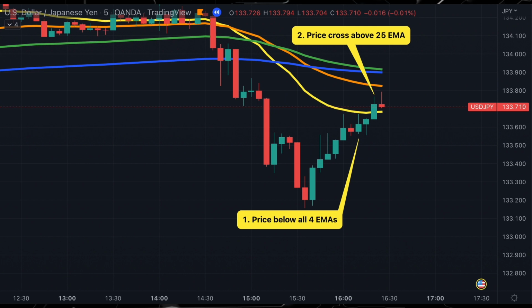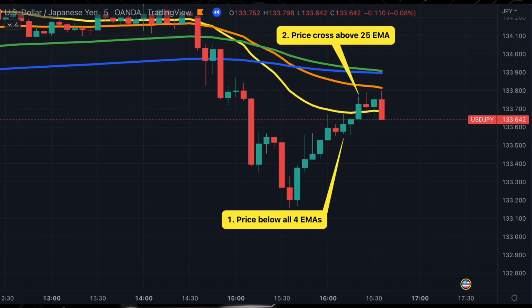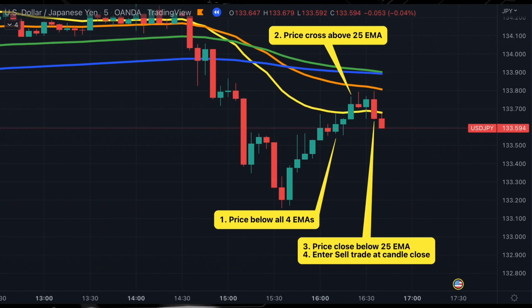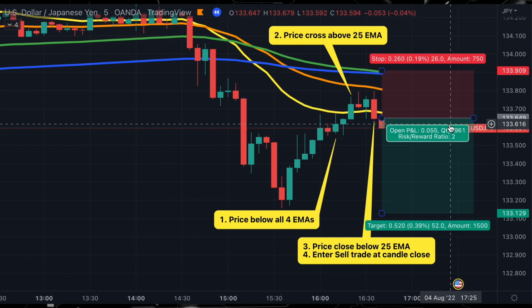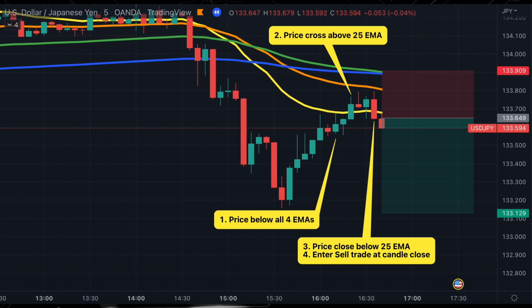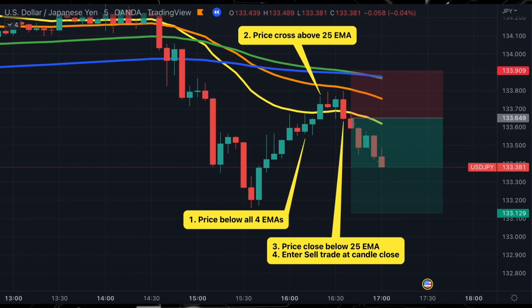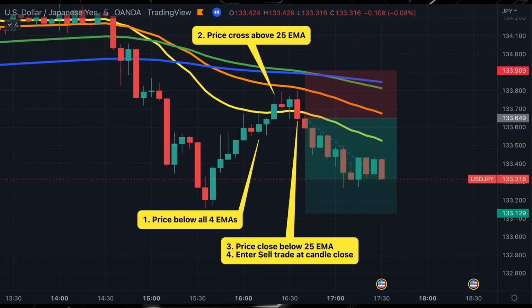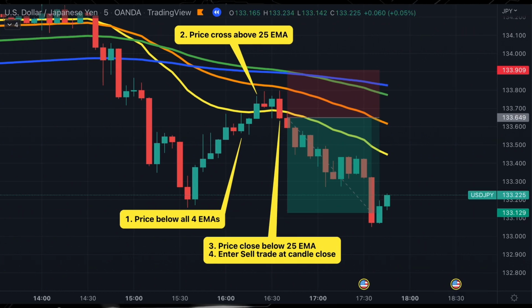We will wait for the price to exit and close below the 25 moving average. Once this happens, we will enter a sell trade at the close of the candle. We will set the stop loss at the 100 moving average and use a 1:2 risk to reward ratio. We let the trade run for a while, and it turned out to be a winner.